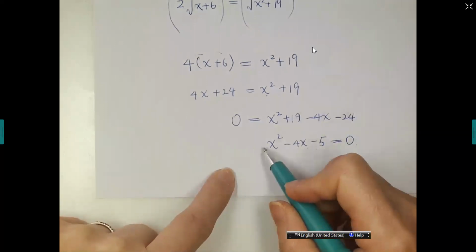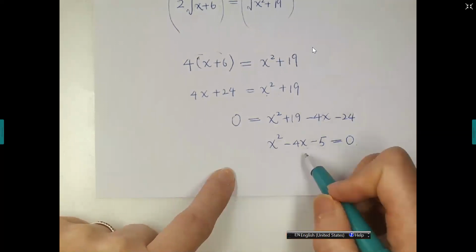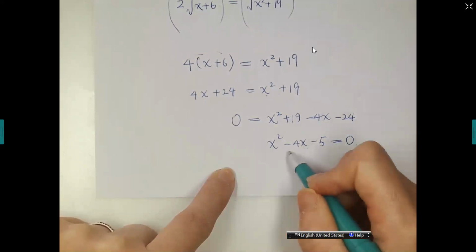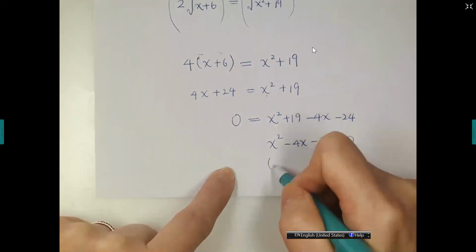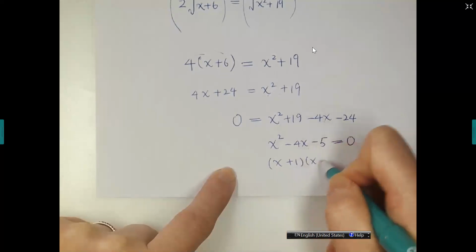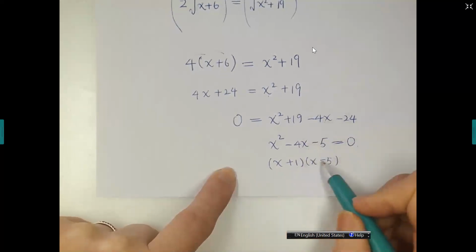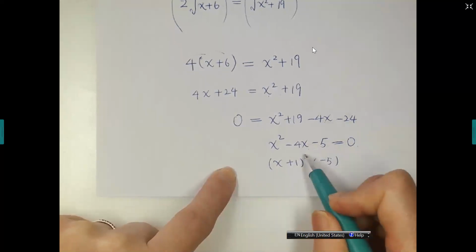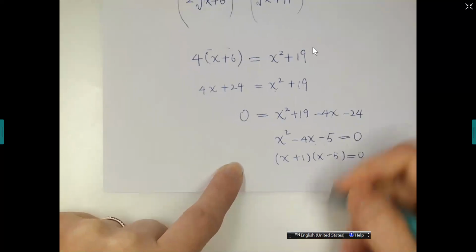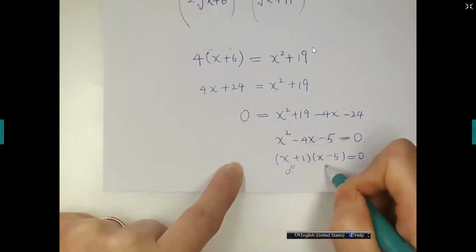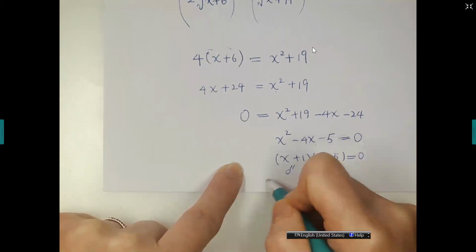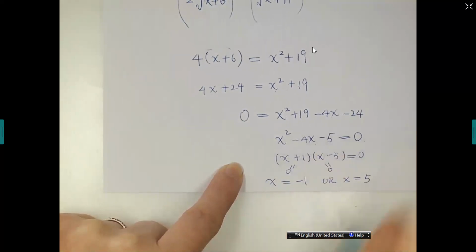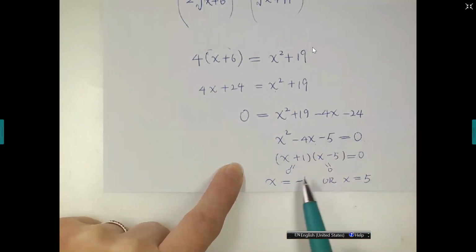The leading coefficient is 1. We'll need just two numbers. The two numbers, their product is -5 and their sum is -4. What are the two numbers? 1 and -5. So 1 times -5 is -5, and 1 plus -5 is -4. Equals 0. Then we make each factor equal to 0. This equals 0, that one equals 0. We'll get x equals -1 or x equals 5. We have two solutions now.